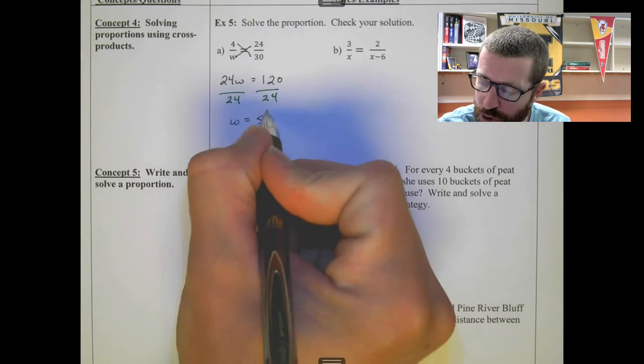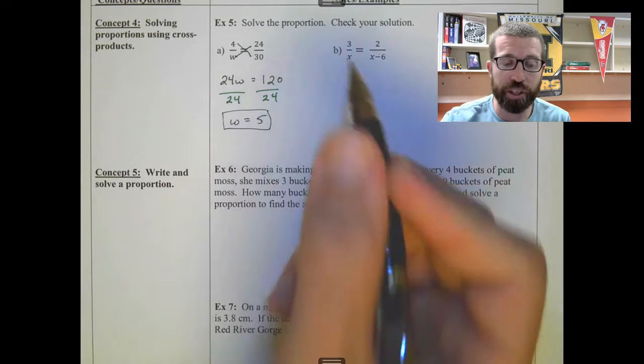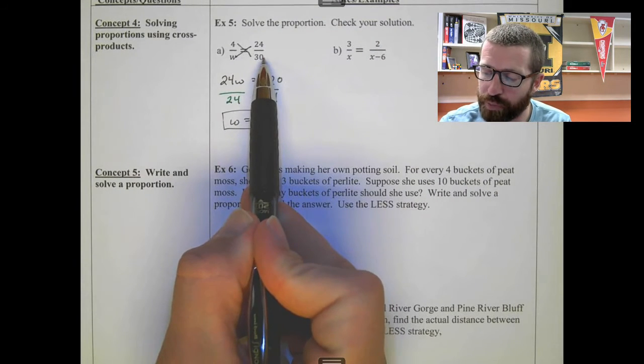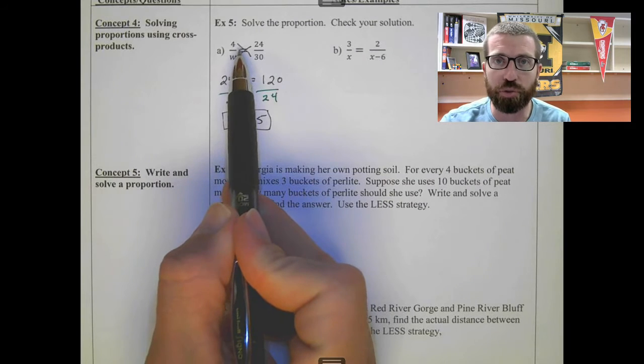So look for patterns. Also, you can just look quickly to see if it even makes sense. Over here, the bigger number's on bottom, so w has to be bigger than 4.